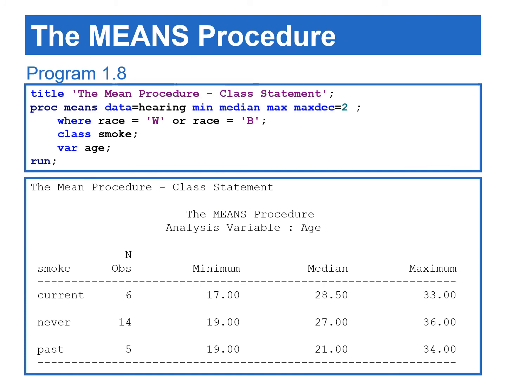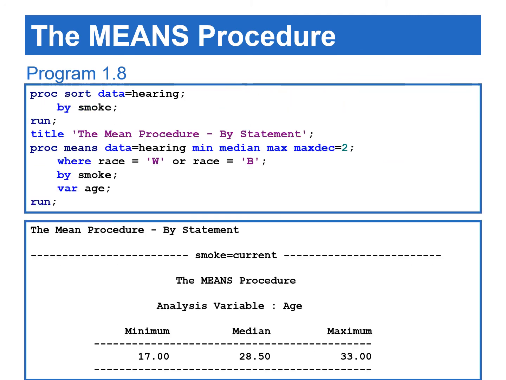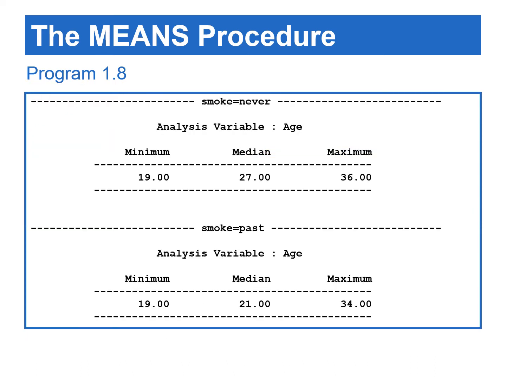Program 1.8 calculates the minimum, median, and maximum values for the age variable just for the white and black groups. These computed statistics are separated by each level of the smoke variable. Instead of using the CLASS statement, the BY statement generates a different display in the result table. Here's the second part of the output from PROC MEANS by using the BY statement.